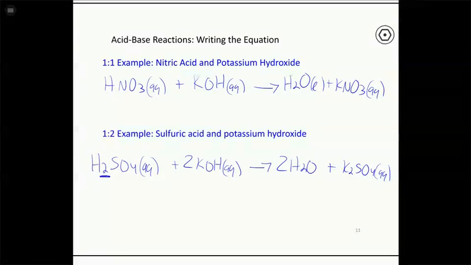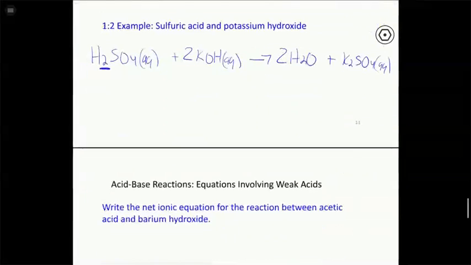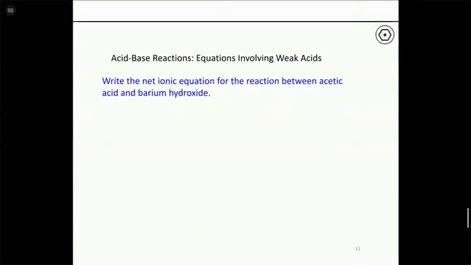Alright, so then we have an example here about net ionic equations. As I mentioned, most net ionic equations for acid-base reactions are the same, but there are some exceptions, and those exceptions usually involve weak acids. So here we want to know the net ionic equation for the reaction between acetic acid and barium hydroxide.